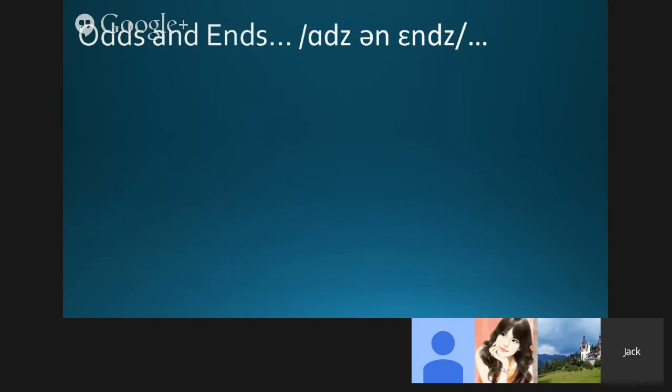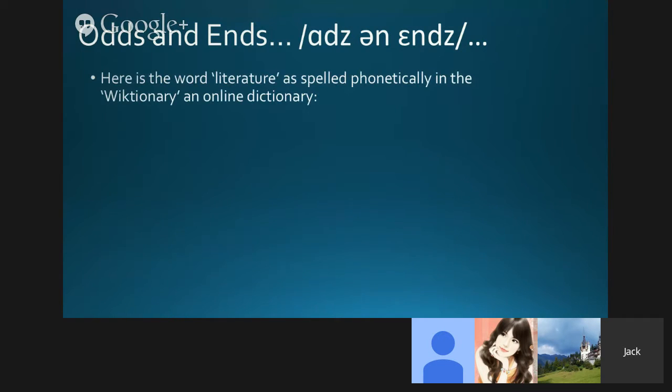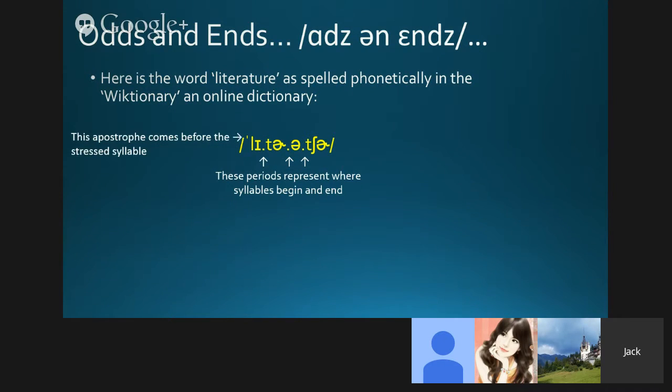So here are some odds and ends, some little extra tidbits to help you read and understand these symbols. If you look up literature, as it's spelled phonetically in the Wiktionary, which is one of my favorite online dictionaries, you'll get something that looks like this. You can see there's a lot going on there that may look a little complicated, but it's actually not so weird. Those periods represent where the syllables begin and end. So you can see there are 4 syllables in here. That apostrophe always comes before the stressed syllable. So it lets us know that lit is the stressed syllable here.